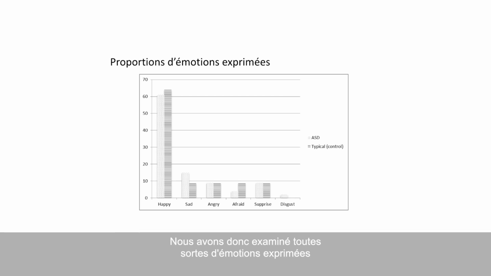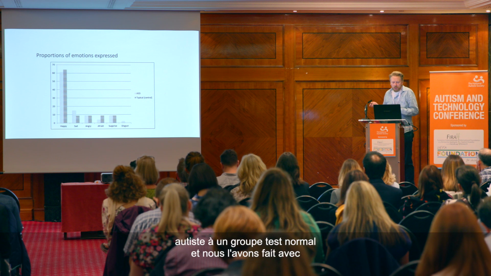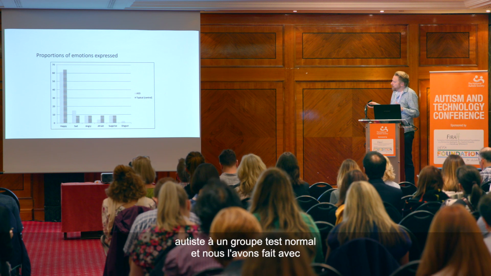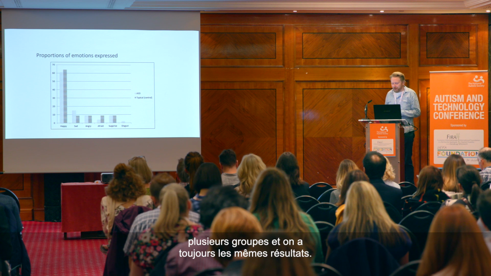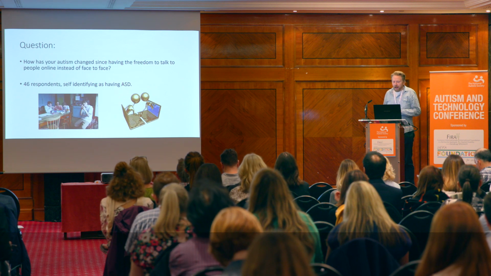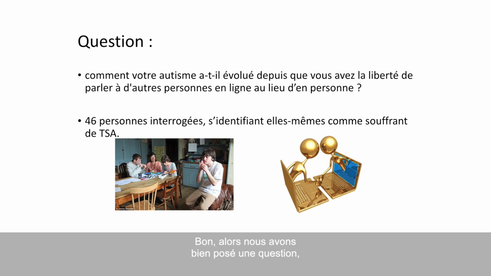So we looked at what kind of emotions were being expressed, and overwhelmingly they were positive, and there are different emotions, sadness, anger. But between the two groups, similarity really is the overarching feature, how similar the autistic group is to the non-autistic groups. And we did this with a range of groups, and we keep getting the same findings. Okay, so we then asked a question: has autism impacted on your freedom to talk online? It seems like in an online environment, a lot of empathic social interaction is occurring.